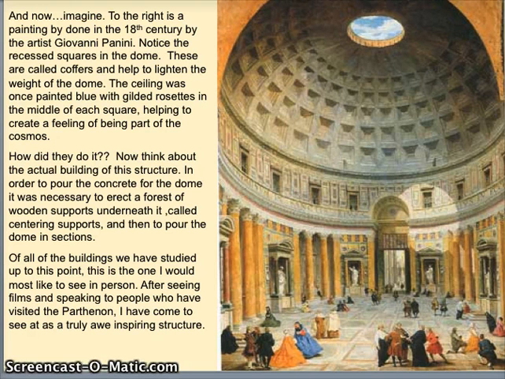So now let's look at how they may have done it, how they actually built this structure. In order to pour the concrete for the dome, they had to erect a virtual forest of wooden supports beneath the dome. This is called centering supports, and then they poured the dome in sections.